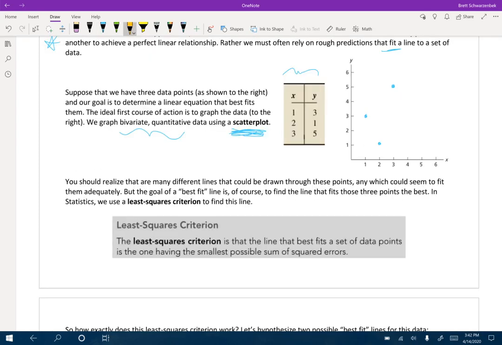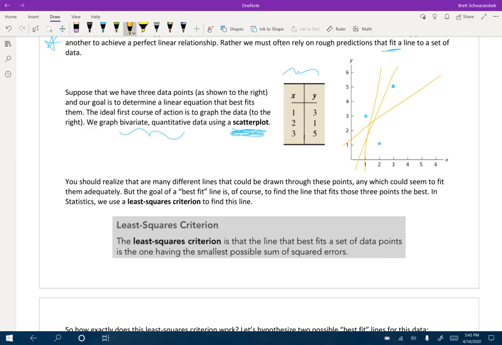So the key now in terms of finding this best fit line is determining what would be the line that would best fit the 3 points that we have on this graph. So would it be this line? Would it be this line? Would it be something in the middle? We don't know yet. So the goal is how do we do that?